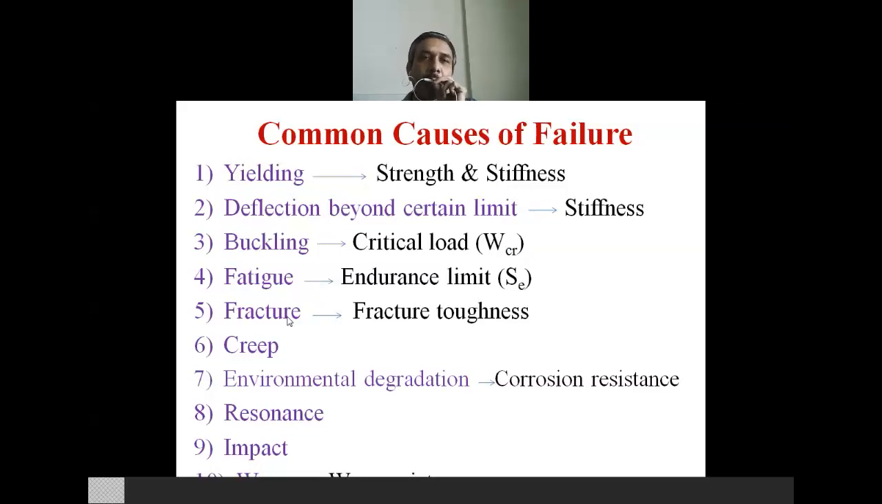This is altogether different from your rupture failure on the UTM machine. This has nothing to do with that rupture failure. Here, any structural component or machine component, if it has a crack or even pits, and there is a probability of those pits leading into cracks under application of load, then there is a probability of fracture failure. And to make a component safe against fracture failure, you find out the fracture toughness of that particular component.